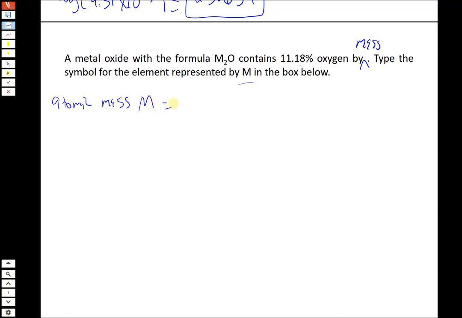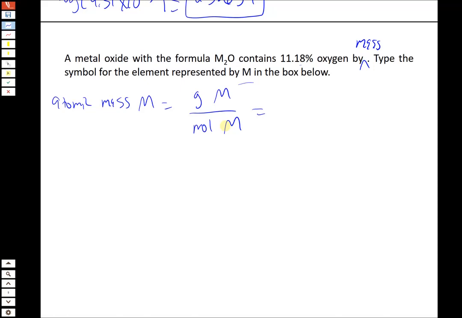Alright, so we want to find the atomic mass of the metal, and remember that atomic mass is the ratio of grams to moles. It's how many grams of the metal or any element are in 1 mole of that element. So if we want to find the atomic mass of the metal, the two things we need are the mass of the metal in grams and the moles of the metal. So if we find grams and we find moles, then we can divide the two to get the atomic mass, because atomic mass is a relationship between grams and moles.